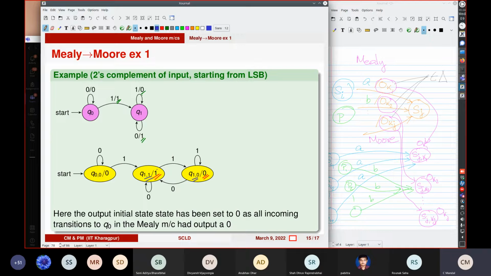So this is a copy of Q. There is Q11. So on 1, I'm making a transition to this to get the output of 0. And from this also, I'm making a transition back to this to get an output of 0. All right.